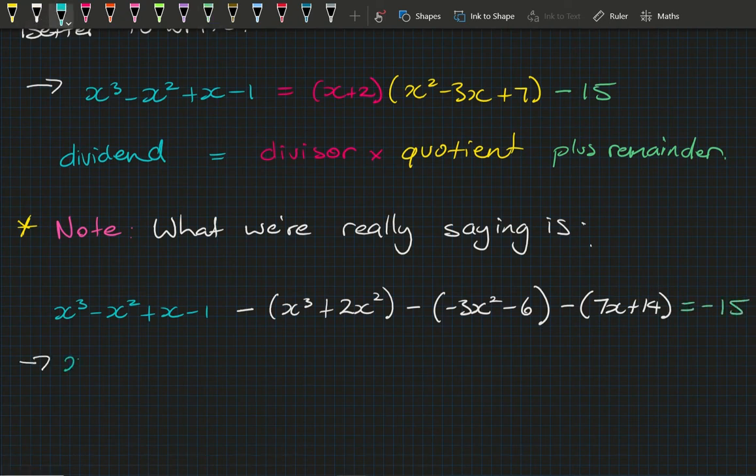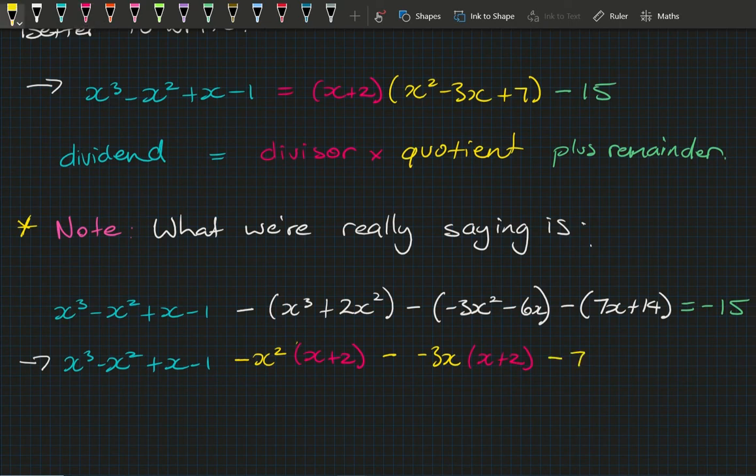But I can rewrite that with the polynomial at the front, and for each one of these brackets, I can take out the common factor. So we've got x squared in both of these things, so we've got minus x squared times x plus 2. And I made a mistake in the last line, that should have been 6x. Right, so we've got a common factor of minus 3x in these ones, and that leaves us with x plus 2. And if I take out the common factor of 7, we've got 7 times x plus 2. And that was still equal to minus 15.